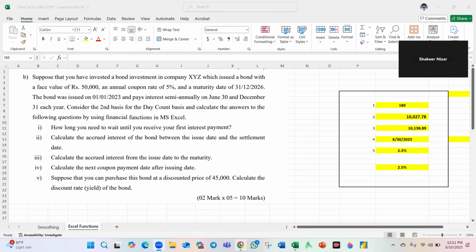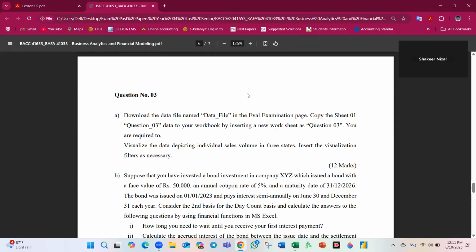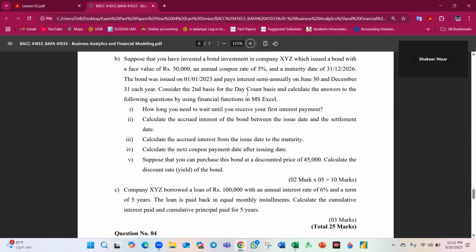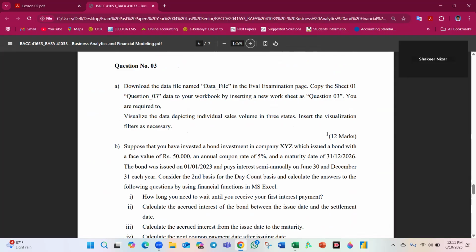Today we are going to discuss question number 3, which is in the modeling last year past paper. You can see the financial functions are tested, whether you have some kind of a preliminary idea when it comes to the financial functions. That is tested for 13 marks out of the 25 marks.